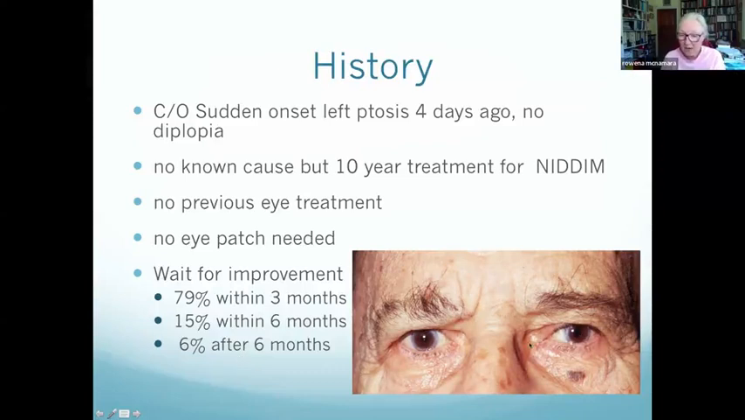So here he is now. The lid is better, and his eye movements are better when we tested him, but you can still see he has maybe a slight asymmetry of his pupil and maybe a little bit of exotropia. But gradually it will go back to normal.